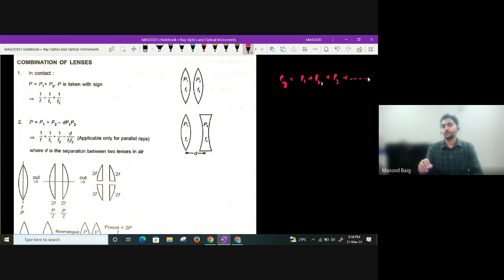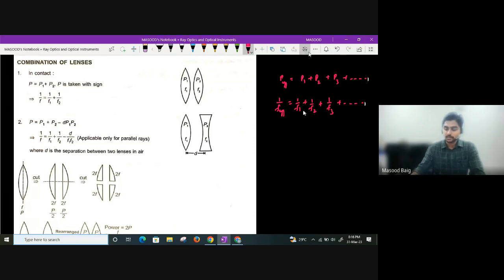And what is the power of a lens? Is it exactly the reciprocal of focal length or not? So we can write 1 by f effective as 1 by f1 plus 1 by f2 plus 1 by f3 and so on. If both lenses are convex, you will have positive focal length. If both are concave, you will have negative focal length. If you have one convex and the other concave, one will be positive and the other negative. Is that clear?